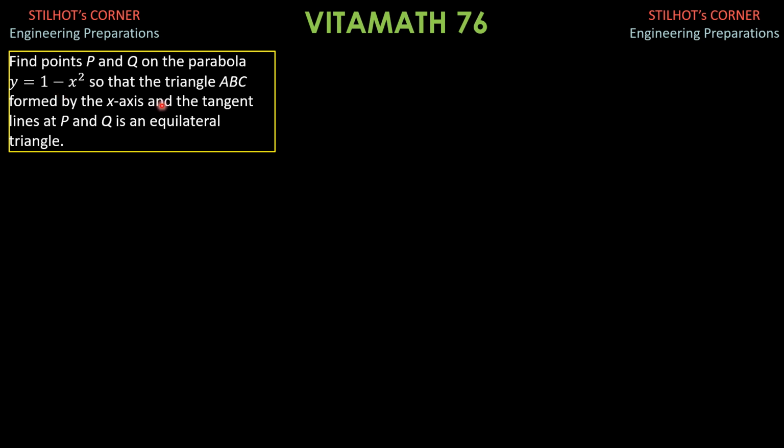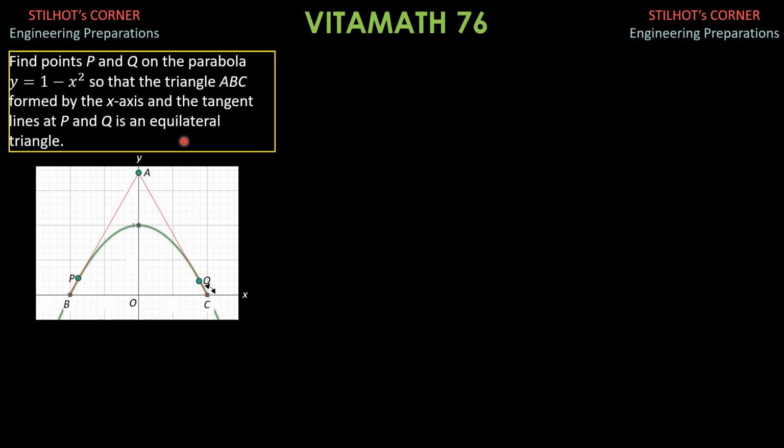So let's look at this in the figures. The triangle ABC formed by the x-axis and the tangent lines at P and Q is an equilateral triangle. Here is the given figure. We have points P and Q as points of tangency. The green curve is the parabola with equation y equals 1 minus x squared.